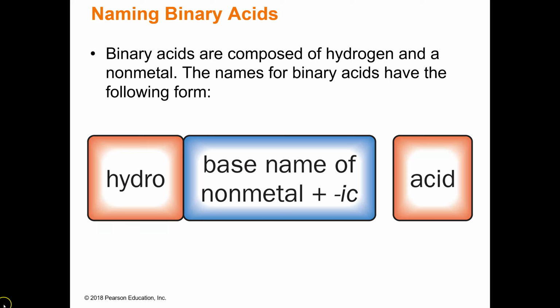Binary acids follow this formula: hydro plus base name of nonmetal plus IC, followed by acid. For example, HCl becomes hydrochloric acid. HBr becomes hydrobromic acid. When naming, make sure you're referring to the aqueous form. HCl(g) is hydrogen chloride gas, but HCl(aq) is hydrochloric acid.